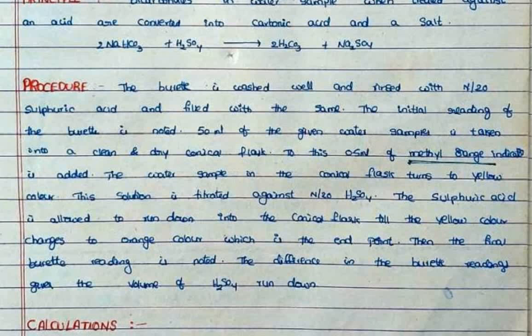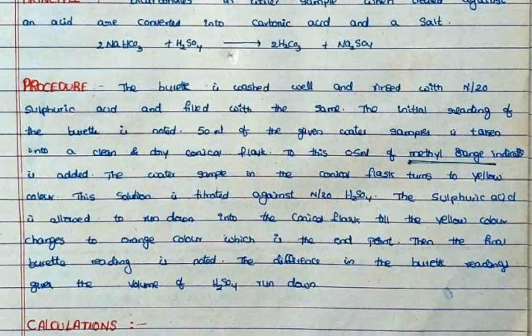Okay, so the burette is washed well and rinsed with N/20 sulfuric acid and filled with the same. The initial reading of the burette is noted. 50 ml of the given water sample is taken into a clean and dry conical flask. To this, 0.5 ml of methyl orange indicator is added. The water sample in the conical flask turns yellow. This solution is titrated against N/20 H2SO4. The sulfuric acid is allowed to run down into the conical flask till the yellow color changes to orange color, which is the end point.